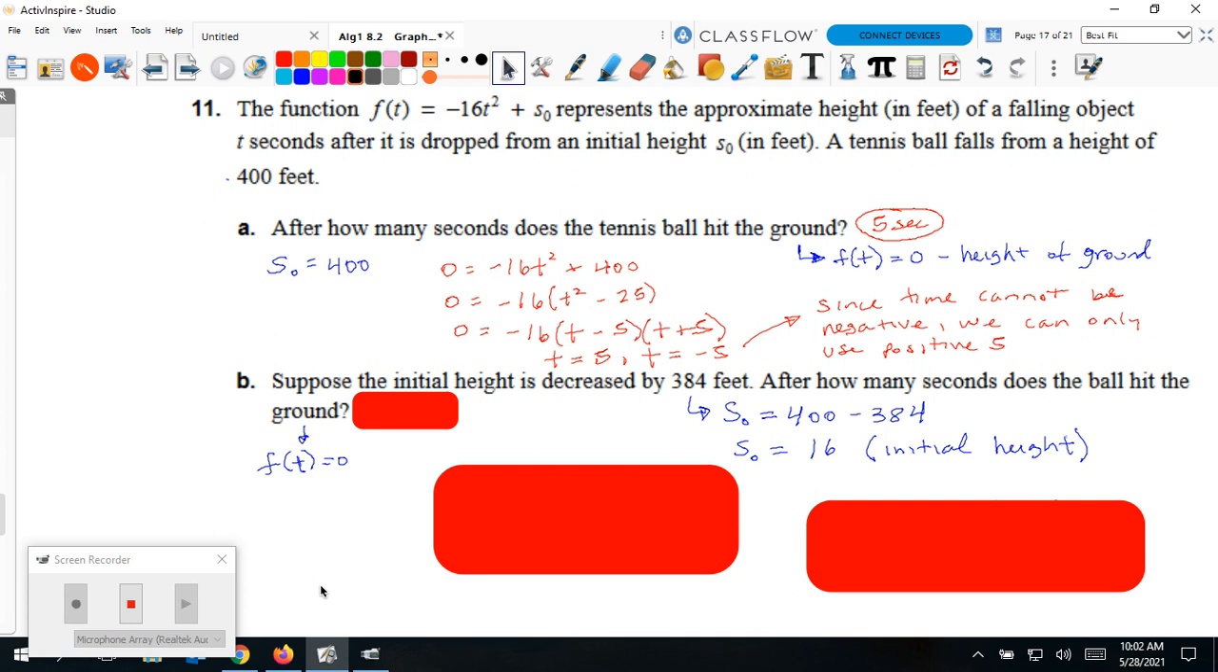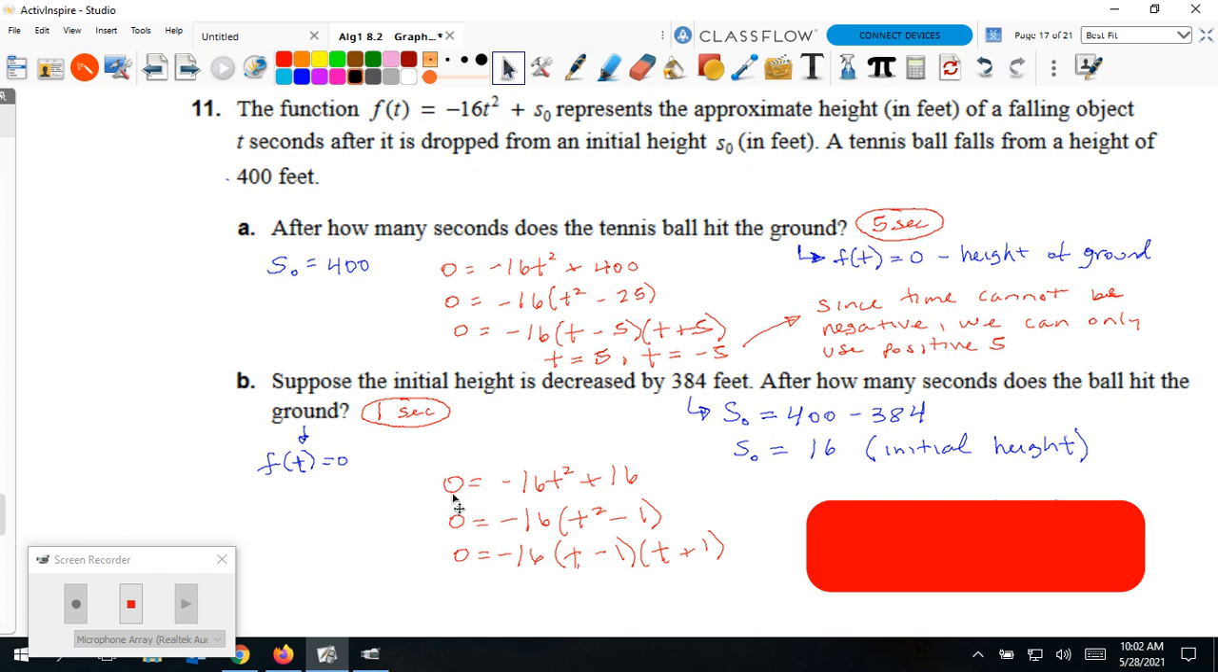Alright, so hopefully you paused the video on this last one, and now you have an answer for how many seconds it takes for the ball to hit the ground. So you should have gotten 1 second. That's what your answer should have been. If you got 1 second, then you must have done this correctly. If you got something different, let's take a look.